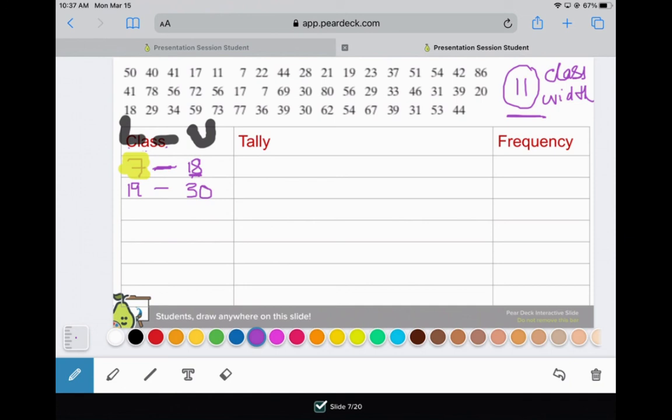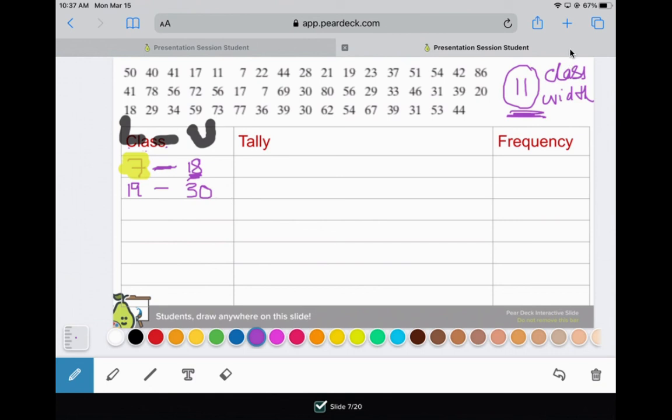So I start with the lowest one at 11 to get to my upper limit. To get to my next lower limit, I'm taking 18 plus 1. And then I continue to do the same thing. Once I get the lower limit, I always add my class width, which is 11.